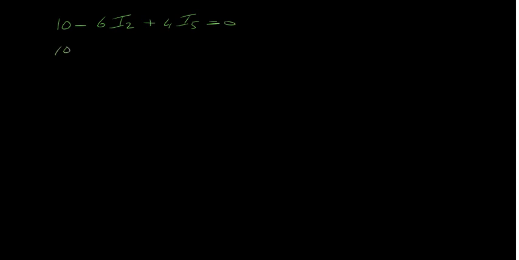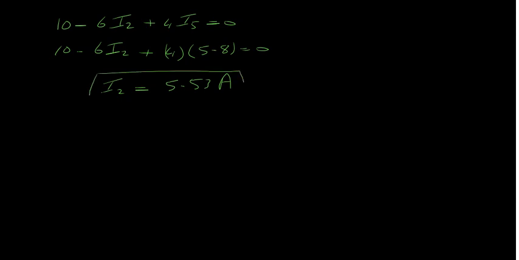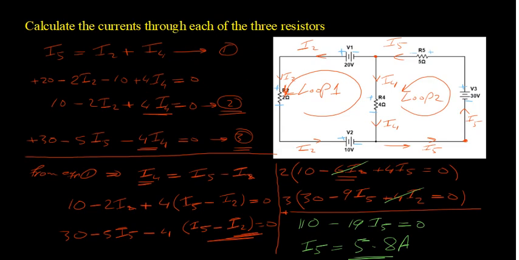It's a 10 minus 6 current going through resistor 2, plus 4 multiplied by 5.8 equals 0. We just do the math, and that will give us the current going through resistor 2, which is 5.53 ampere. Great.